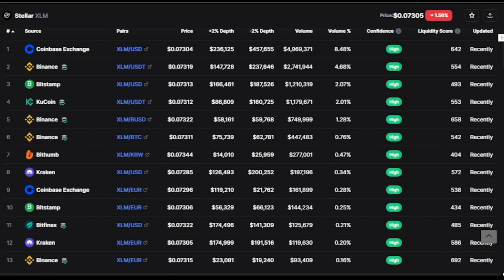So guys, you can get the XLM token on Coinbase Exchange, Binance Exchange, Bitstamp Exchange, KuCoin Exchange, Bithumb Exchange, Kraken Exchange, Bitfinex Exchange, and any other exchange where you get your favorite altcoins.